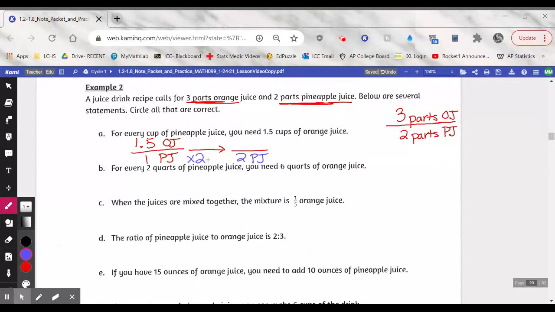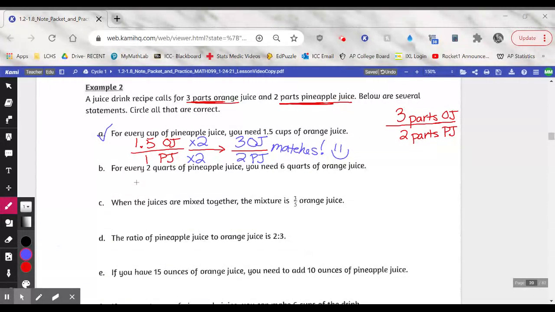So that would be multiplying by 2. Let's see what we get when we do the same to the top. So 1.5 of OJ times 2 would be 3 of OJ. And this one matches the original. So this one works. We're happy about this one.